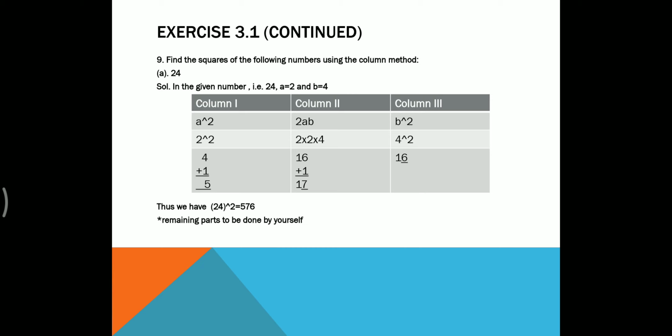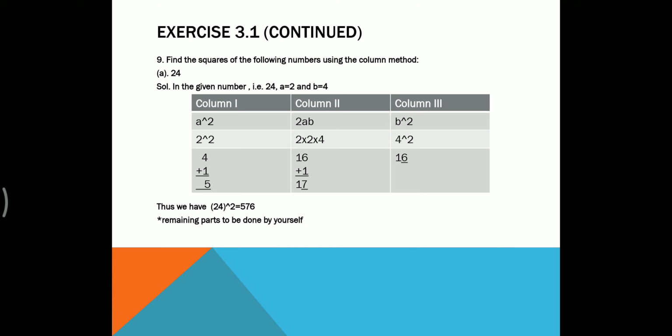Now you can see from column number third, I have underlined the unit digit of this number, that is 6, and the remaining digit, 1, is to be added to column number second, that is 16. That is 16 plus 1 is 17. Now from this 17, we are supposed to underline 7, the unit digit of column number second, and the remaining tens digit is to be carried over and added to column number first, where we have 4 plus 1, that is 5.